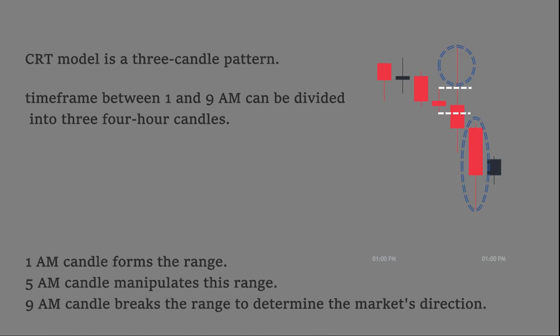As we mentioned, the CRT model is a three-candle pattern, and the time frame between 1 and 9 a.m. can be divided into three 4-hour candles. The 1 a.m. candle forms the range, the 5 a.m. candle manipulates this range, and the 9 a.m. candle breaks the range to determine the market's direction.